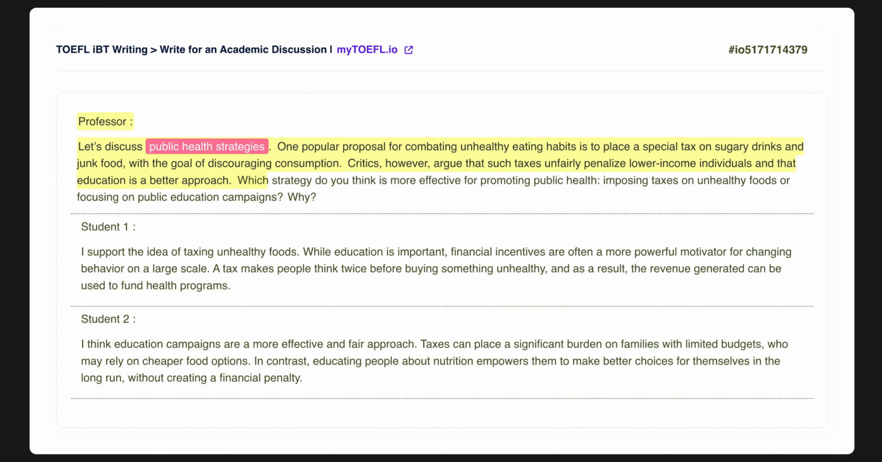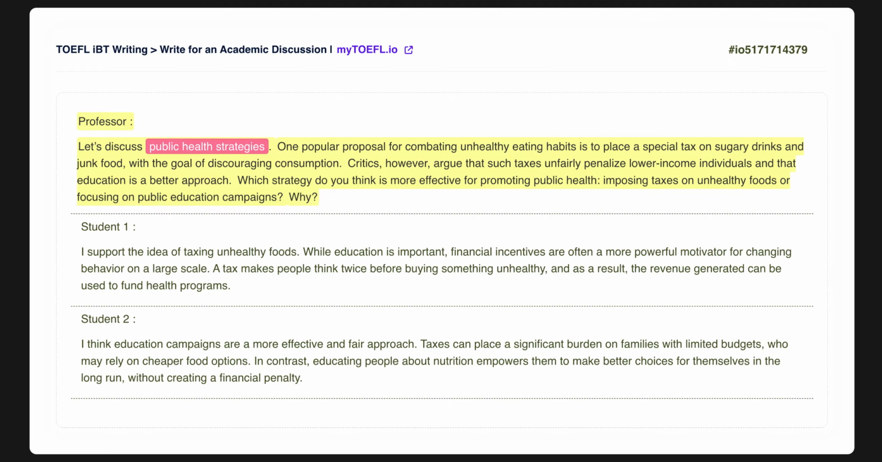Which strategy do you think is more effective for promoting public health? Imposing taxes on unhealthy foods, or focusing on public education campaigns? This is the specific question you must answer. It sets up a choice between imposing taxes and public education campaigns. To get a high score, your response must address this comparison directly.